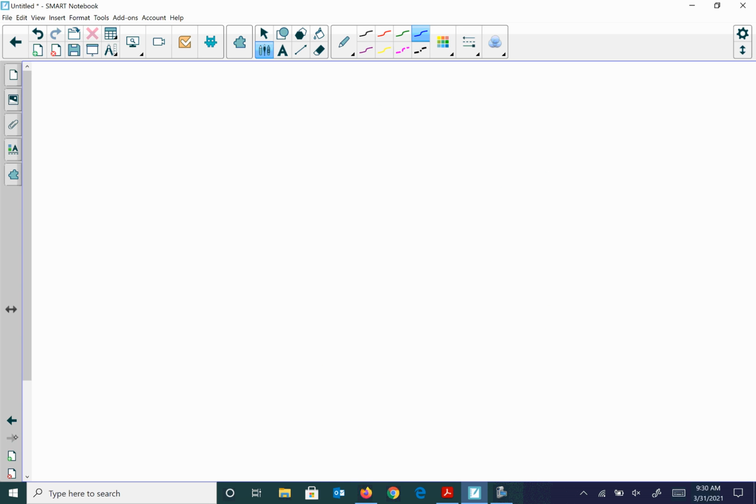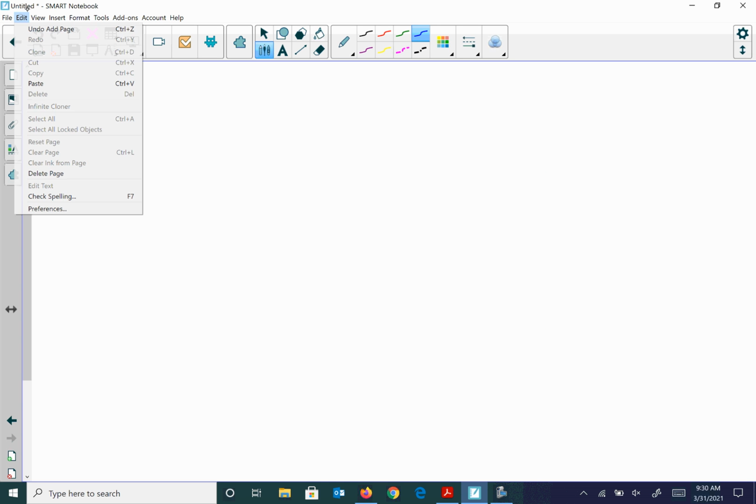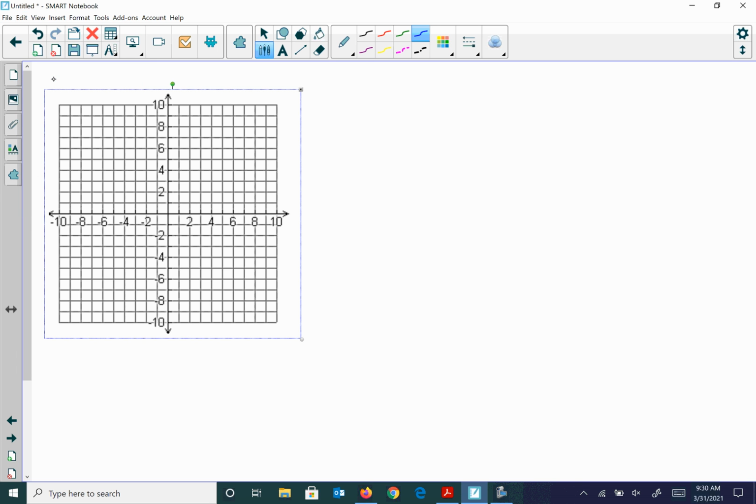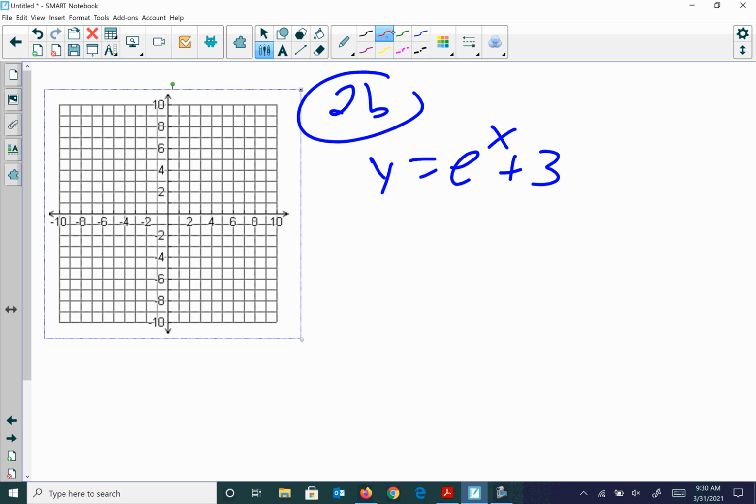2b is y equals negative e to the x plus 3. So first thing you have to recognize, I have an asymptote of positive 3, which is there. So let's plug in some values. If I go e to the 0, that's 1. 1 plus 3 is 4, so 0, 4, which is right there.